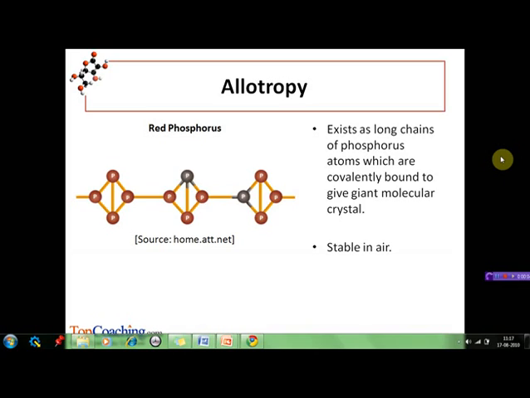The next allotropic form is red phosphorus, in which long chains of phosphorus atoms are found, which are covalently bound to each other to give a giant molecular crystal structure. Red phosphorus is stable in air.